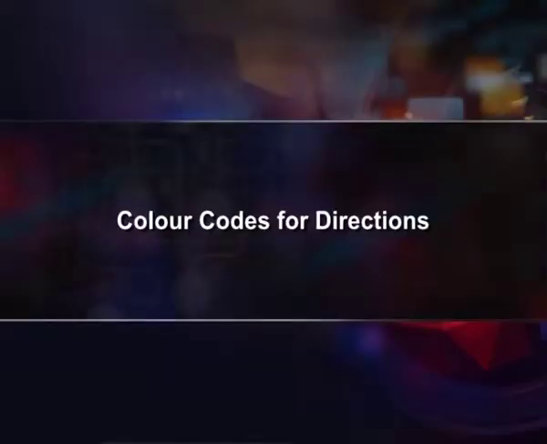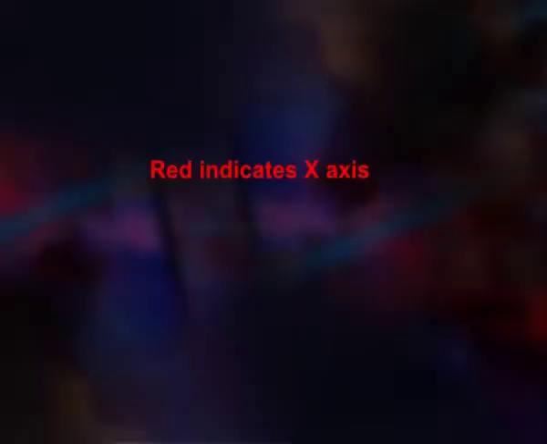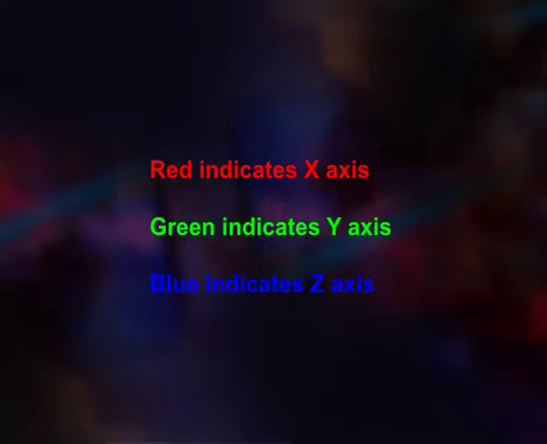These are the color codes for directions. Always remember this equation for the correct axis or direction: RGB equals XYZ. In Maya, tool gizmos or manipulator handles represent 3 colors for 3 axes. Red indicates the x axis, green indicates the y axis and blue indicates the z axis.